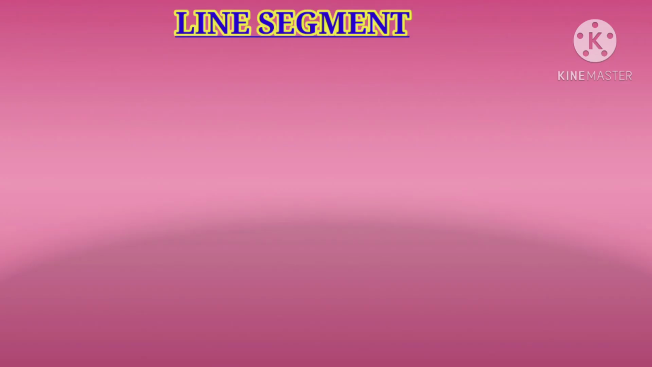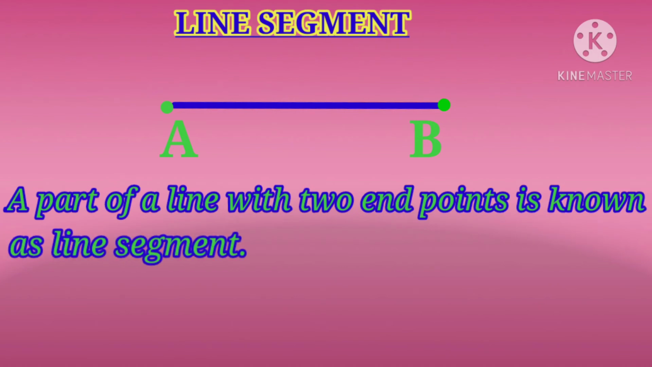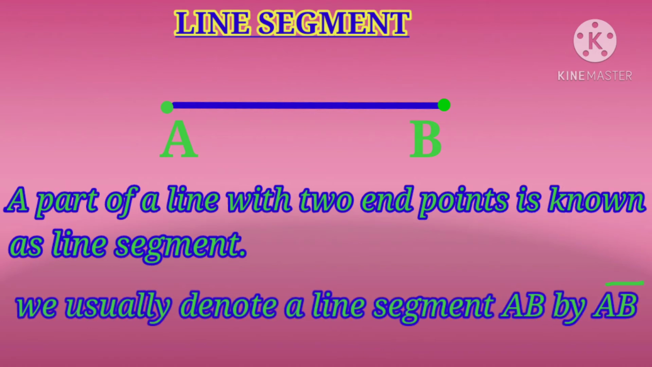Students, the next one is line segment. Here on the screen you can observe a line segment AB. A part of a line with two end points is known as a line segment. We usually denote a line segment AB by line segment AB.